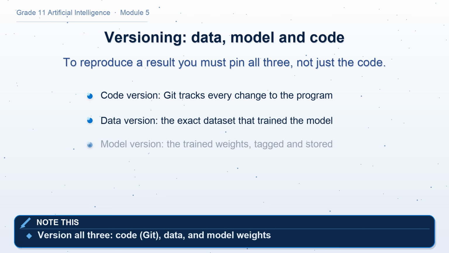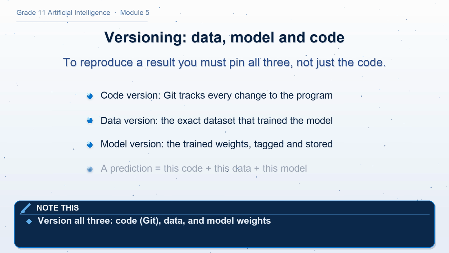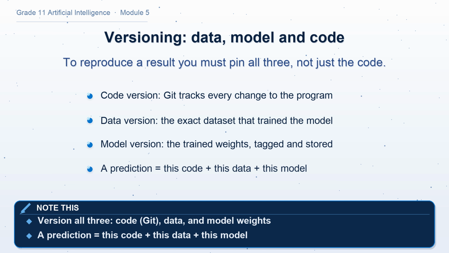Why does this matter? Because a single prediction is the result of this code on this data with this trained model. Change any one, and the answer can change. Pinning all 3 is what lets a teammate reproduce your result and lets you roll back safely when something breaks. Once everything is versioned, we can automate the path to production.